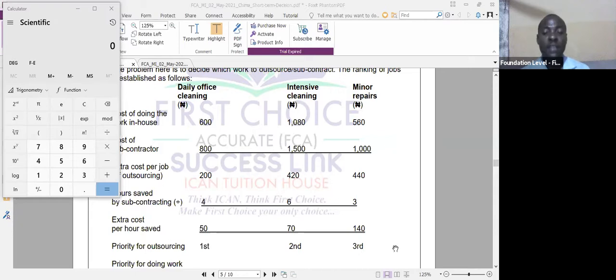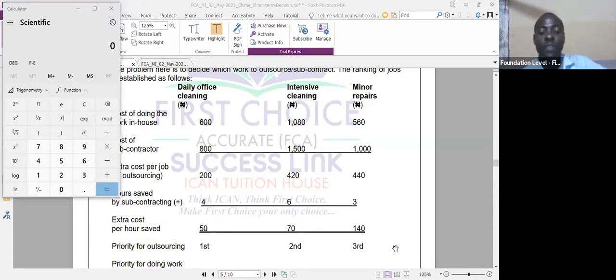Now look at intensive cleaning. For each 1 hour you save, you are willing to pay 70 naira. Then you look at the minor repairs. For each 1 hour that you save, you are spending 140 naira. So if you are going to outsource, you will choose the ones where you spend the least amount of money. So the one where you spend an extra 50 naira for just 1 hour saved is the one you are going to give out first.